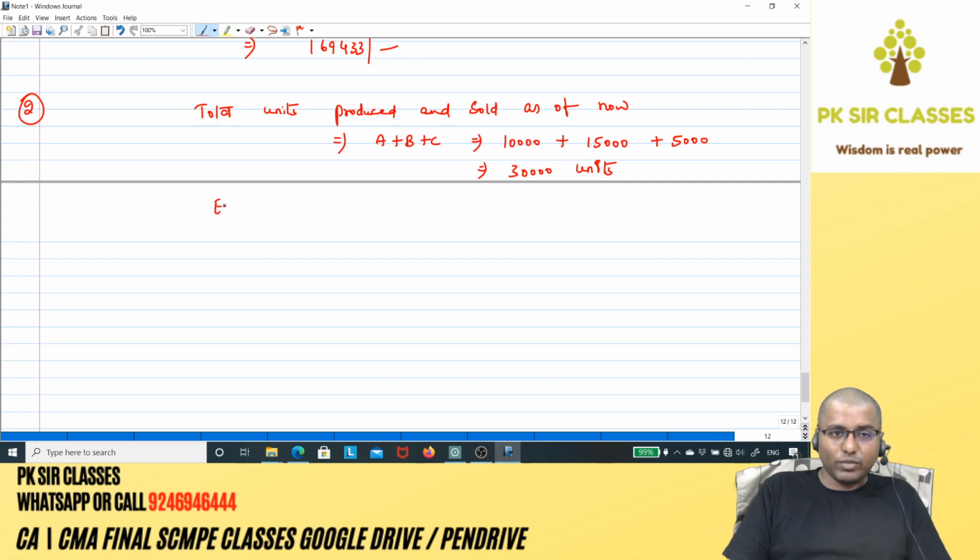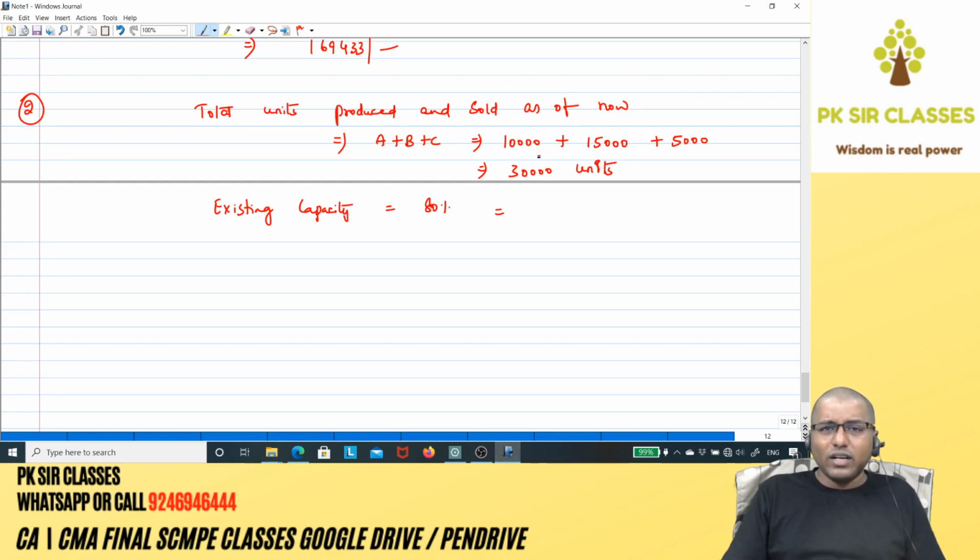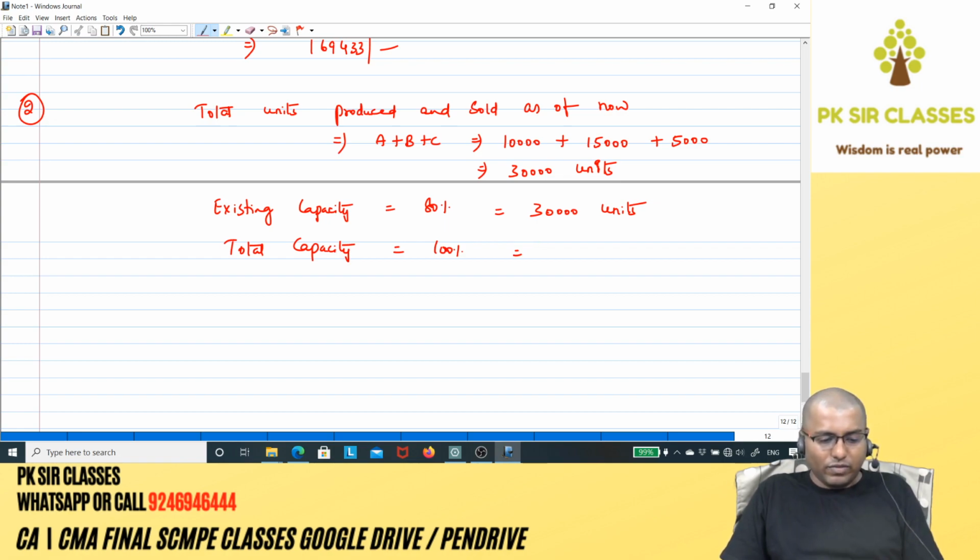So existing capacity is how much? Existing capacity is 80%, correct? If you look at the question, in the first line it is given. See here, Joy Limited is operating at 80%. So right now their units produced and sold is 10,000 plus 15,000 plus 5,000, which is 30,000 units, which is nothing but 80%. So total capacity, 100%, will be how much? Very simple. 30,000 units divided by 80% will give you 100%: 37,500.